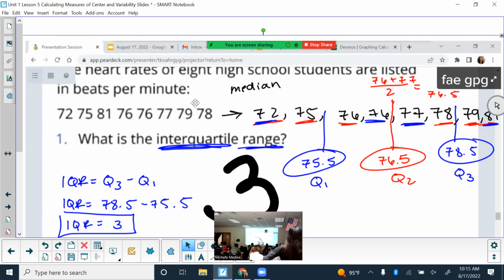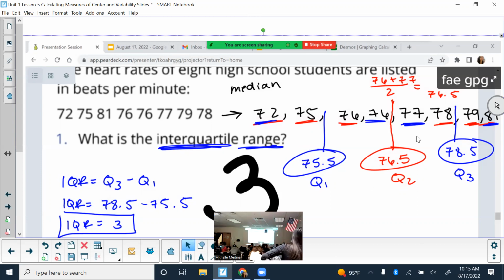So if I have 8 data points total, well, guess what? I have 2 in my first quarter, 2 between Q1 and Q2, 2 between Q2 and Q3, and then 2 after Q3. And even if you didn't know that, you could look. We already determined what Q1, Q2, and Q3 are. When it's asking you how many are smaller than Q1, well, 72 and 75 are smaller than 75.5. So that's all I was asking. All right. But good job overall.